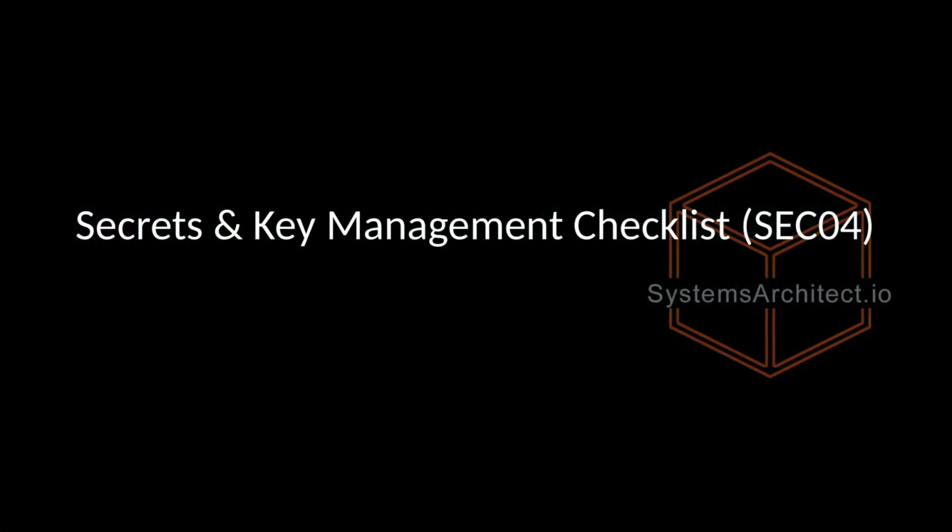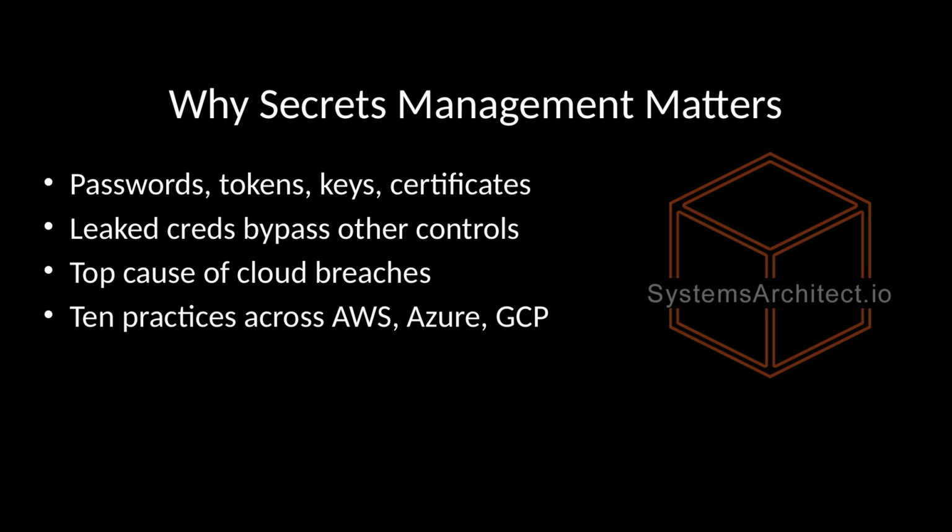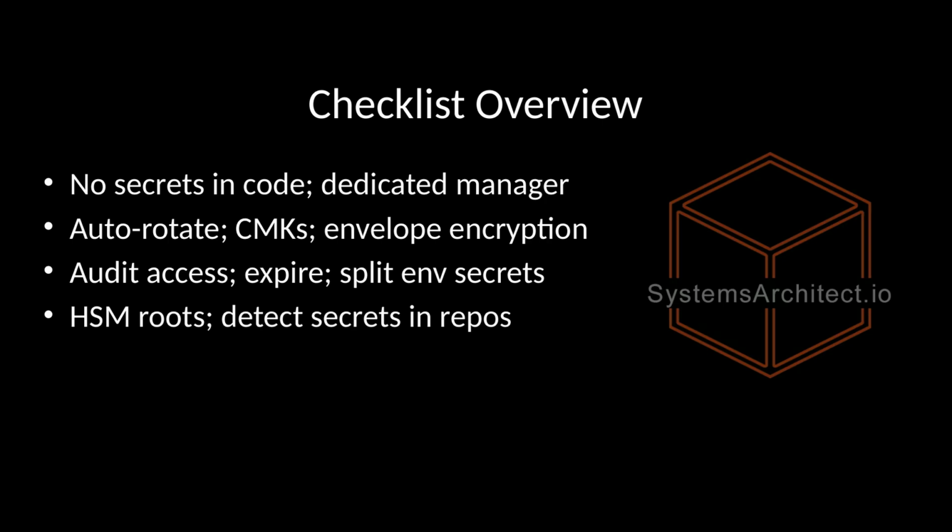In this video, we'll be discussing a secrets and key management checklist. Secrets are the keys to your kingdom. Database passwords, API tokens, encryption keys, and certificates that unlock critical systems. Poor secret management is a top cause of cloud breaches because leaked credentials bypass almost every other control. This checklist covers 10 practices for secrets and cryptographic keys on AWS, Azure, Google Cloud, and open source tooling.